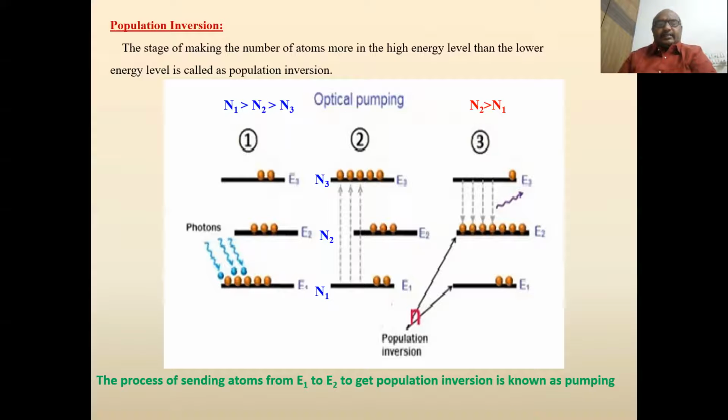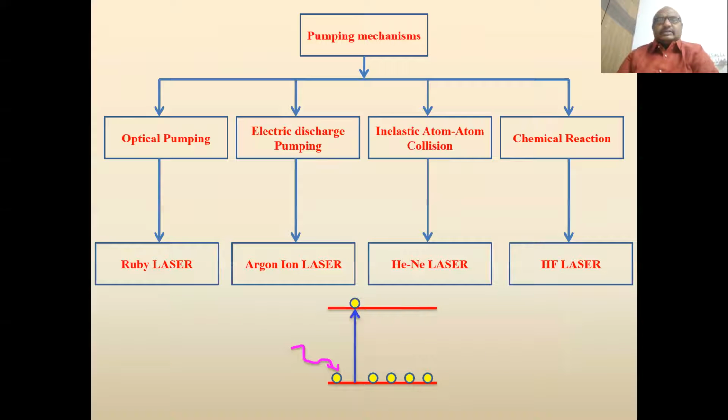The process of sending atoms from E1 to E2 to get population inversion is known as pumping. In the pumping mechanism, atoms get excited from the ground level to the excited state. The pumping mechanisms are basically optical pumping, electric discharge pumping, inelastic atom-atom collisions, and chemical reactions. Optical pumping: the best example is the ruby laser. Electric discharge pumping: the argon ion laser. Inelastic atom-atom collision: the helium neon laser. Chemical reaction: the HF laser.